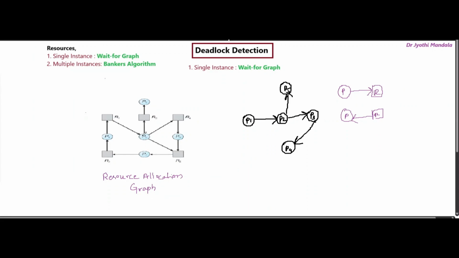And P2 is also waiting for resource R6 or R3, which is under the control of this one. Okay. So we need to draw an edge like this. Similarly, P4 is also waiting for P1 to release this one. So there is an edge like this. So this kind of graph, once the resources are removed and edges are formed between the processes, this graph is called as a wait for graph. Okay, this graph is called as a wait for graph.